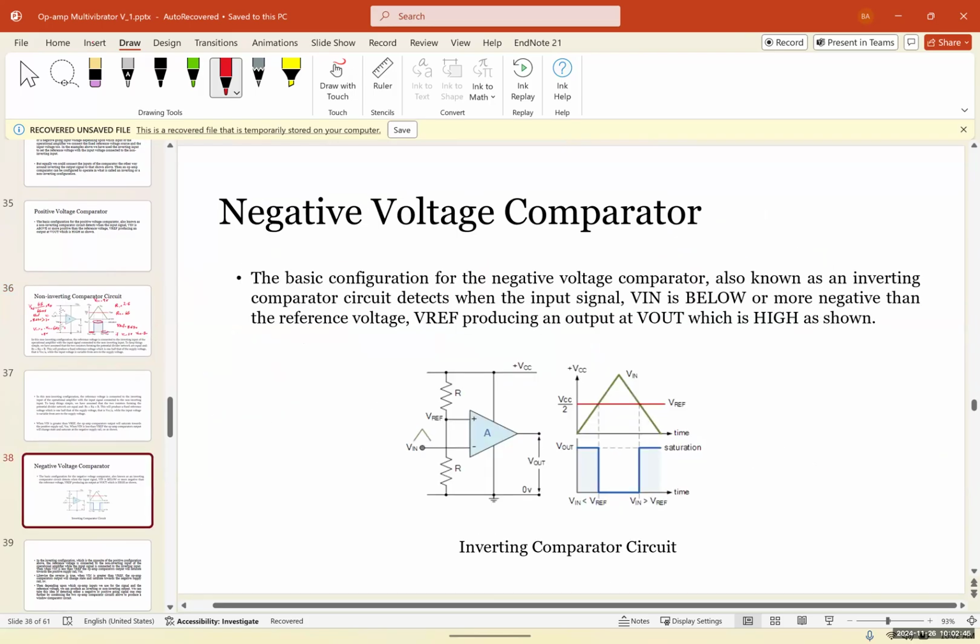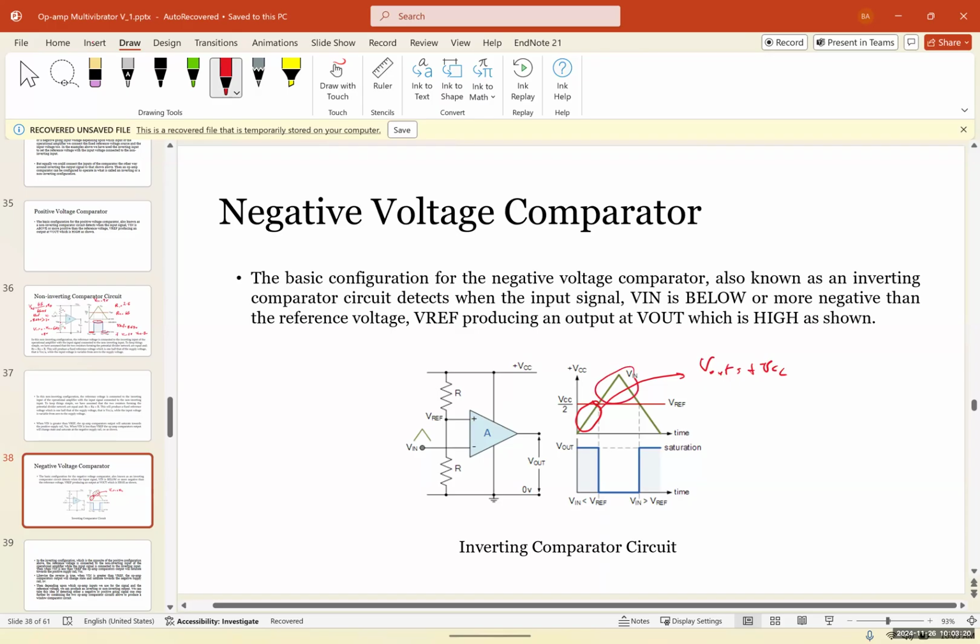So we also have a negative voltage comparator. The only difference between the negative and the positive is that in the negative, the input is connected to the inverting or the negative input of the op-amp. And here, the shape of the signal is going to be the opposite. As long as Vn is less than VCC over 2, then V out would be equal to positive VCC.